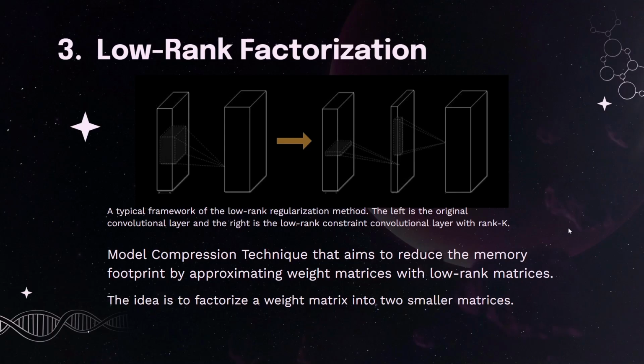The following technique is low-rank factorization. Low-rank factorization is a technique that involves decomposing a large weight matrix into a product of smaller matrices. This can be done using a variety of different methods such as singular value decomposition and non-negative matrix factorization. Once the weight matrix has been decomposed, the smaller matrices can be used to approximate the original weight matrix. The approximation error can be controlled by the rank of the smaller matrices. A lower rank will result in a smaller model, but it will also result in a larger approximation error.